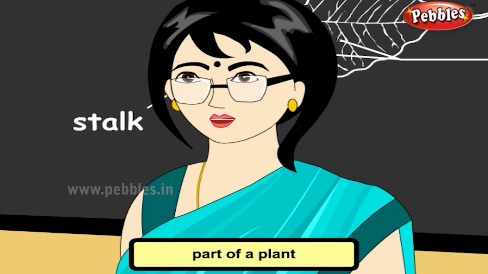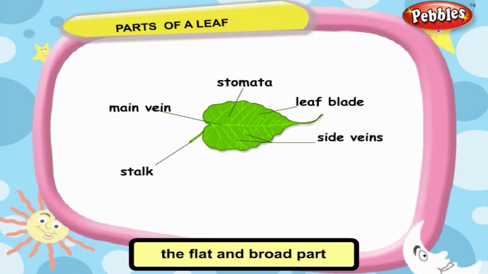The next important part of a plant is the leaf. It is green in color due to the presence of green pigment called chlorophyll. The flat and broad part of the leaf is called leaf blade. In the middle of the leaf blade is the main vein. There are a number of veins arising from the midrib and running towards the margin of the leaf. The tiny pores on the leaf are called stomata.